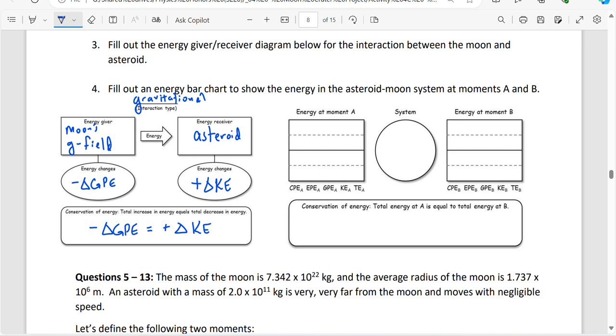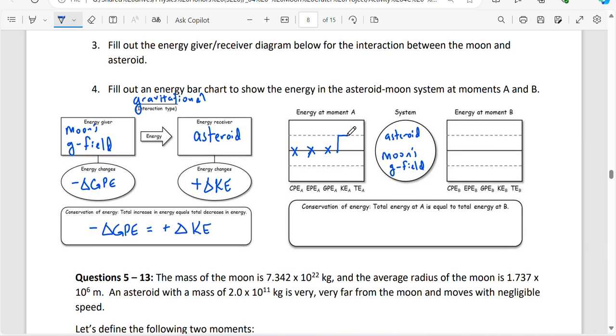Fantastic. What does the bar graph look like here? The giver and receivers are the same, so our system is the same. The system is still the asteroid and the moon's gravitational field. There we go. Energy at moment A. No chemical energy, nothing stretched or compressed. The asteroid is infinitely far away, so by our choice of reference, the energy is 0. But it has some kinetic energy now. There is some kinetic energy where there wasn't before. And then no air resistance or anything, no thermal energy.